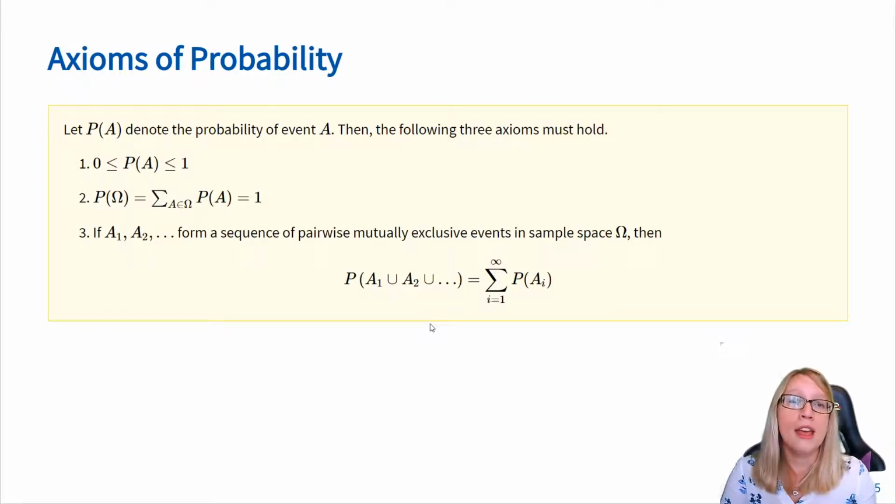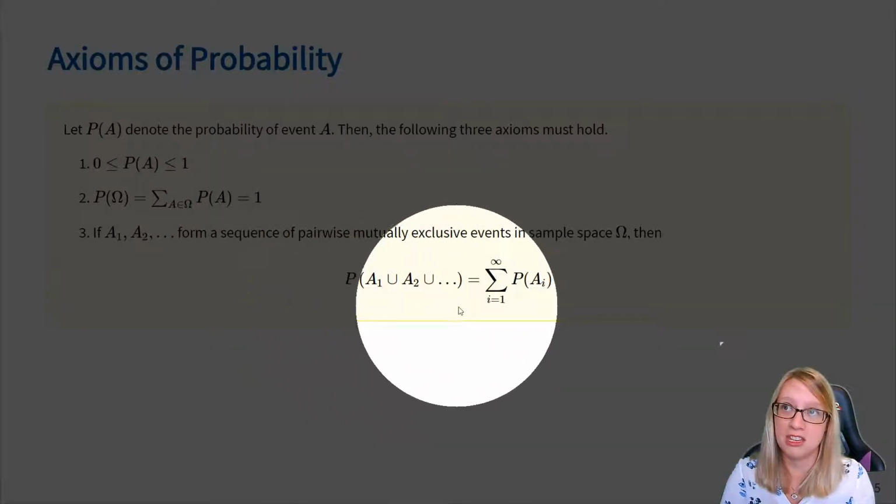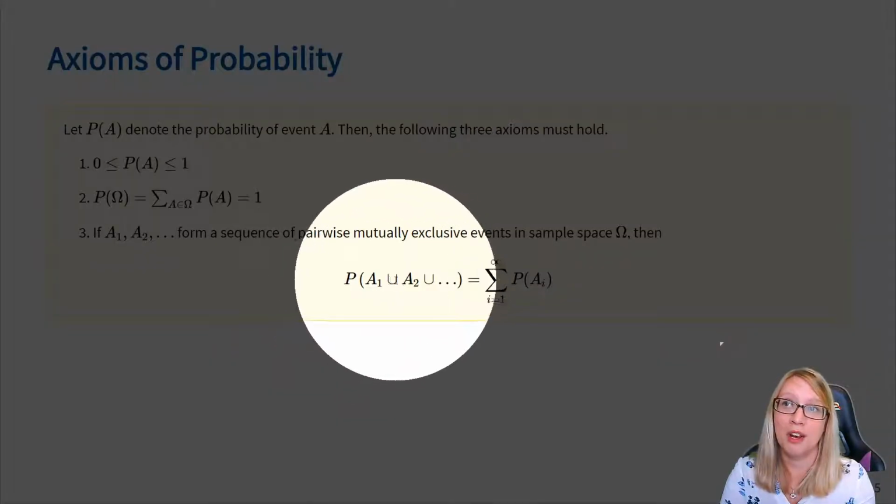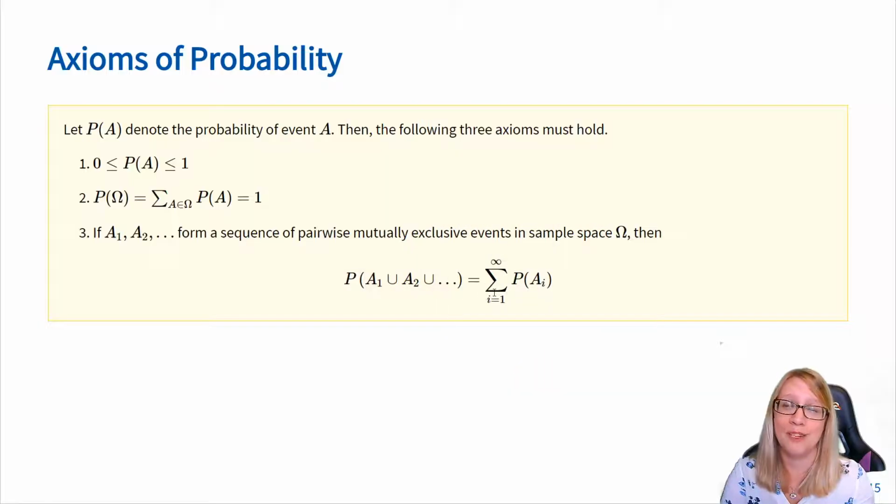Finally, axiom 3: if A1, A2, and so on form a sequence of what we call pairwise mutually exclusive events, so these are events that may be compound but do not overlap, with no shared outcomes in 2 events, then we can find the probability of event A1 or event A2 or event A3. That's the union symbol, for those of you who maybe don't remember set notation. Don't worry, we'll cover it in the next video. If we want to find the probability of the combination of these, we can just add up all of the probabilities. So those are the 3 axioms, or the 3 laws, that probabilities need to satisfy.